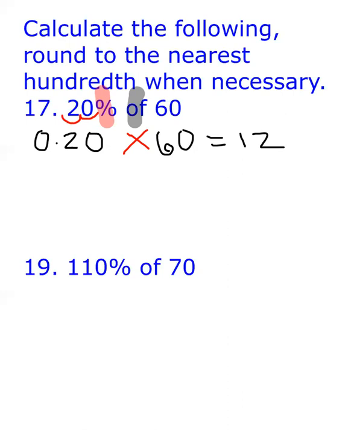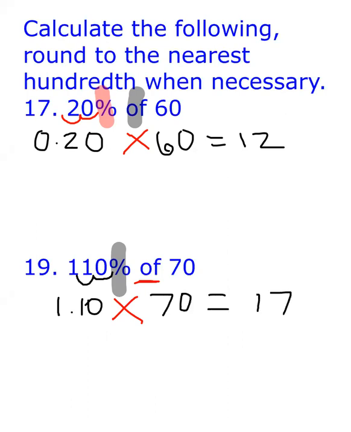Okay? The same thing with the next one. So we have our percent. So that means that we're just going to move our decimal 2 spaces to the left. So it becomes 1.10. And remember what we said, the word of. Of means that we're going to be multiplying times 70. And that is equal to 77.